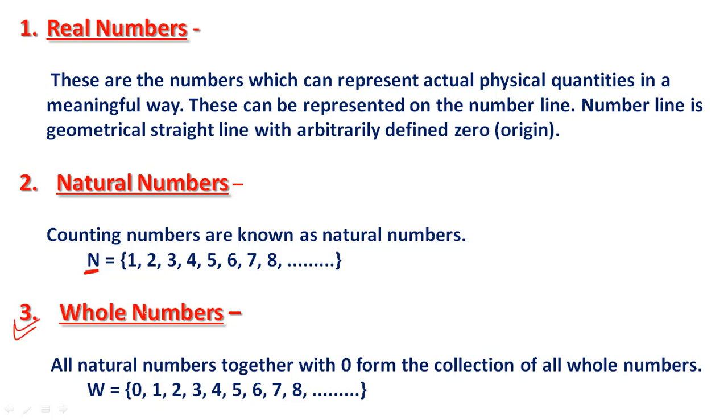Now next is whole numbers. All natural numbers together with 0 form the collection of all whole numbers, and whole numbers are represented by capital W. Whole numbers start with 0, 1, 2, 3, 4, 5, and it goes on.